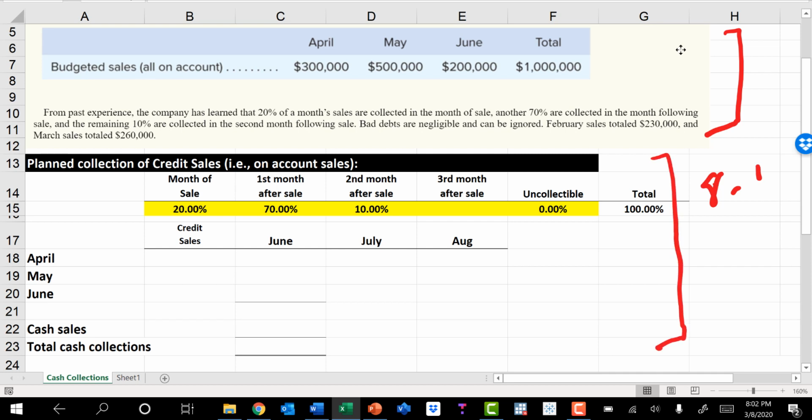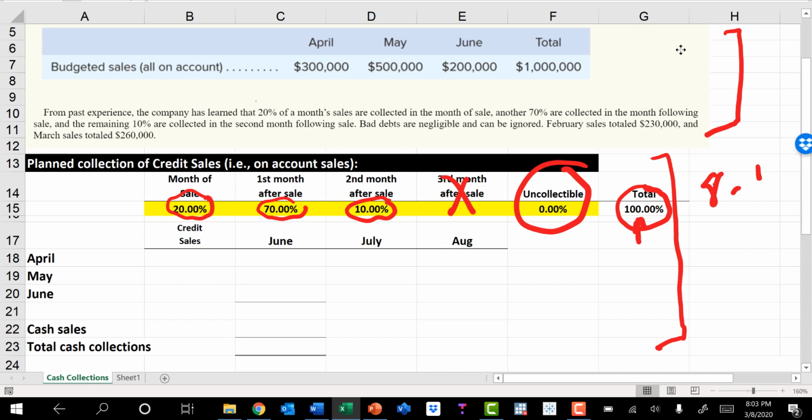Okay, so there's a couple of things you need to know. One is, what's the rate of collection? Up in the problem, they tell you that you've got a 20%, 70%, and a 10% collection rate. That totals 100%, so as a result, there is no uncollectible. There is no third month. It's just month of sale, first month after, and second month after. And so always check to make sure your percentages add to 100%. If they don't, then you probably have some uncollectible.